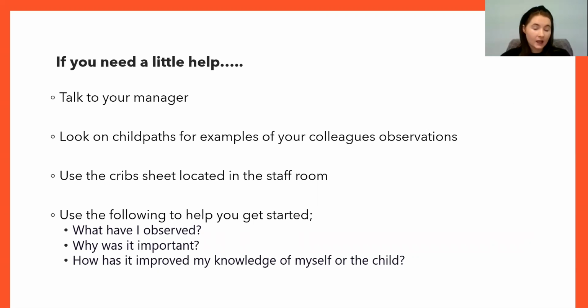If you need any help with Child Paths, for example, or your colleagues' observations, use the crib sheet that will be located in your staff room, and use the following to help you get started. What have I observed? Why was it important? And how has it improved my knowledge for myself and for the child?